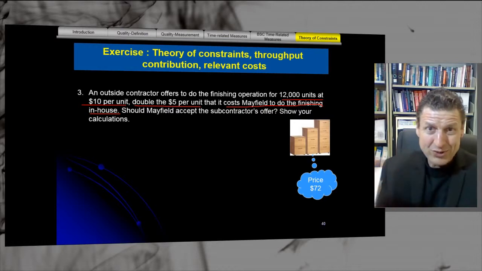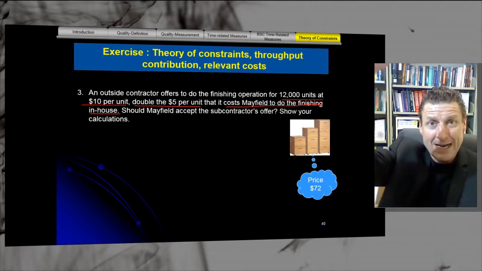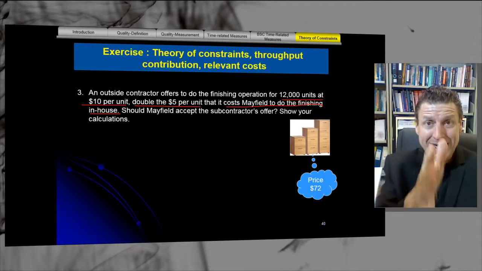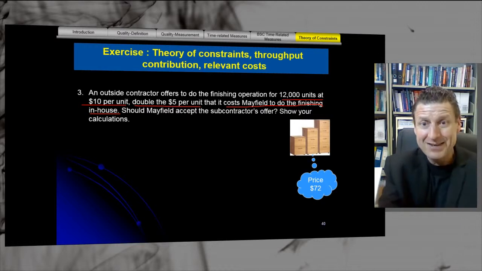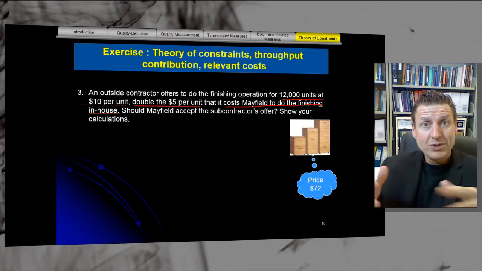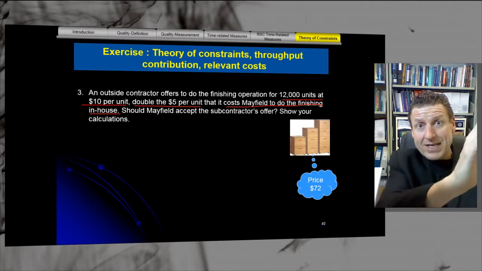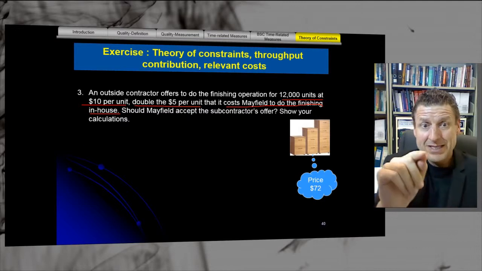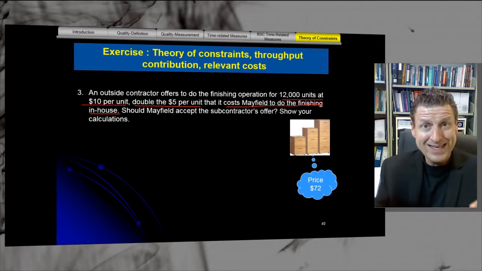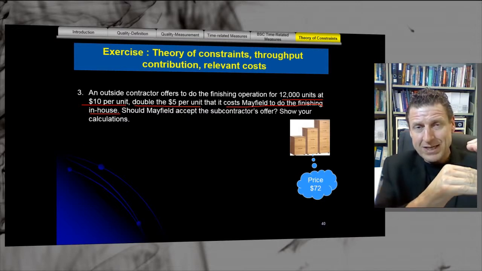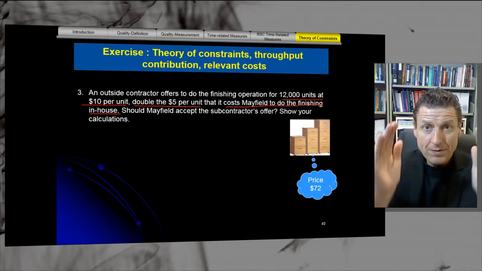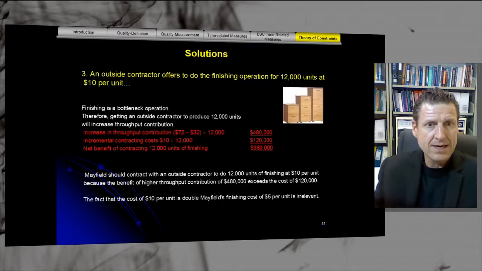Inventory, and the inventory starts stacking up. There's no throughput. Inventory is not throughput. It is waiting for finishing to get going the next day, because they only do 80,000. So here is an outside contractor that enables you to do the finishing operation, moving from 80,000 up to 92,000. Okay, so the fact that you can do $5 per unit for that 80,000, that is irrelevant. What matters is that the extra 12,000, can we make money by pushing through an extra 12,000? That's all that matters. So let's have a look at the calculations.